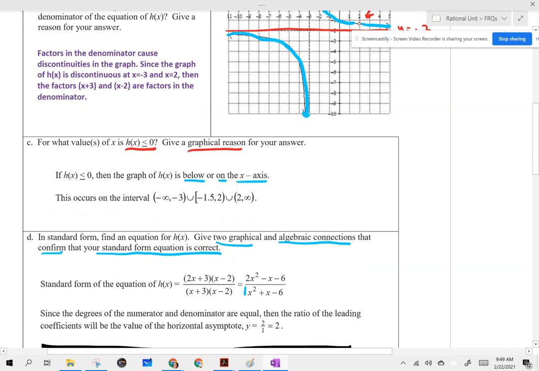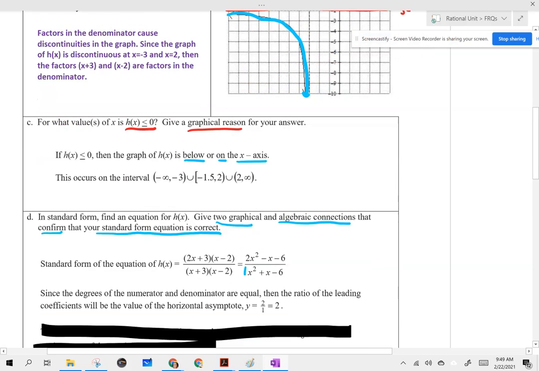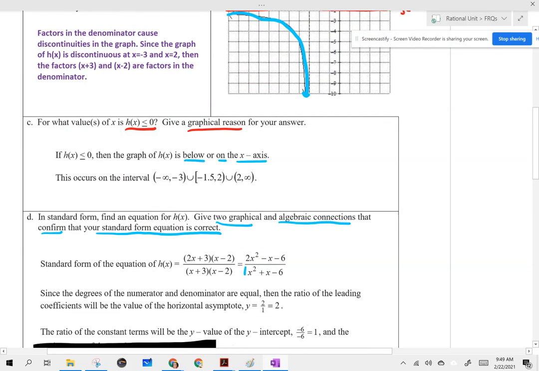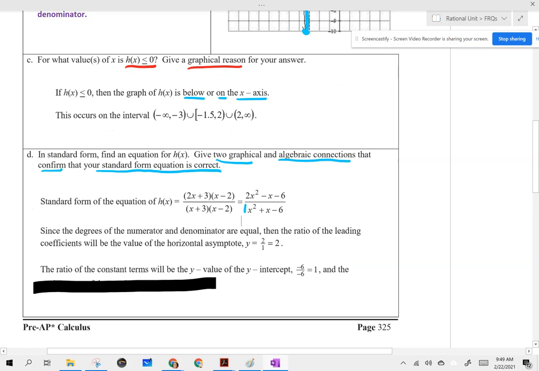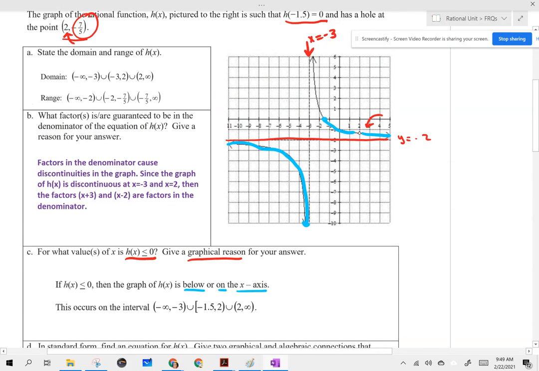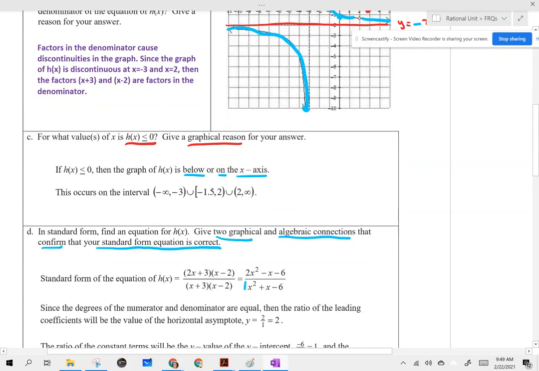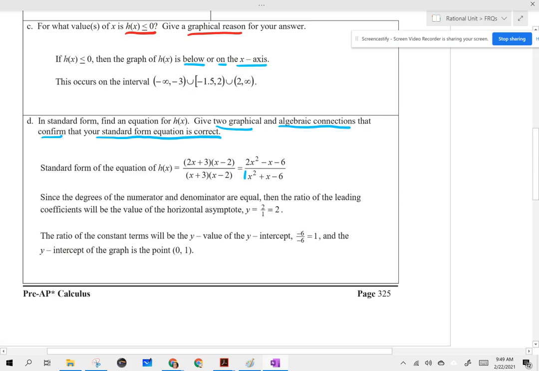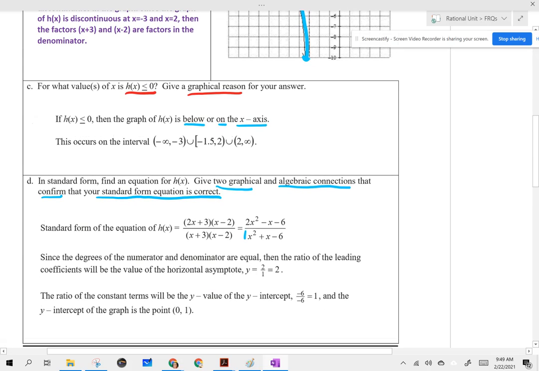But I want you to notice something. The ratio of the constant terms will be the y value of the y-intercept, which is at +1. Notice that the y-intercept is at -1, and notice that the horizontal asymptote is at -2. All right. So the problem is that we do not have the correct information.